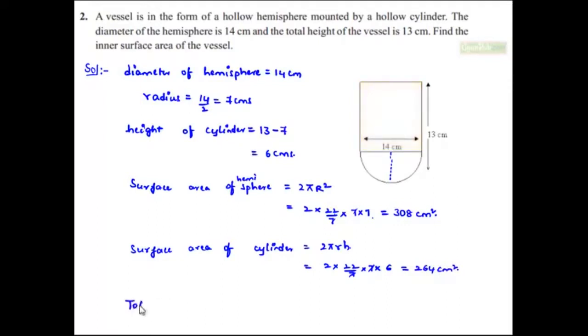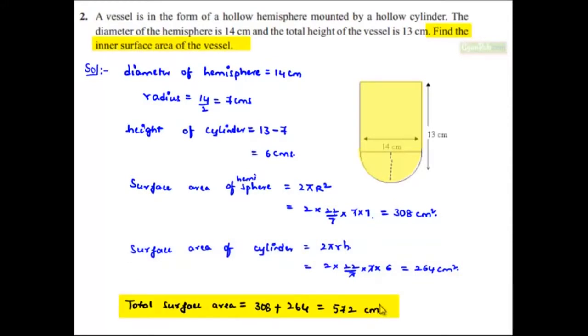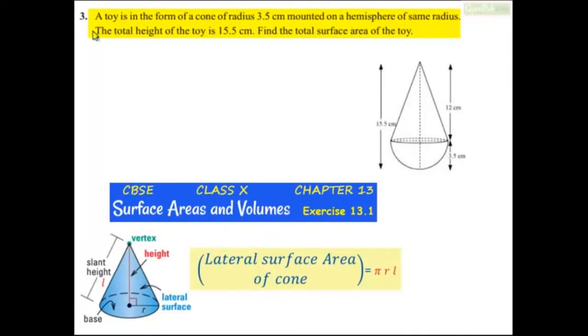Therefore, the total internal surface area is equal to the surface area of the hemisphere, that is 308, plus the surface area of the cylinder, that is 264, which is equal to 572 centimeters square. This is the solution. Now coming to the third question.